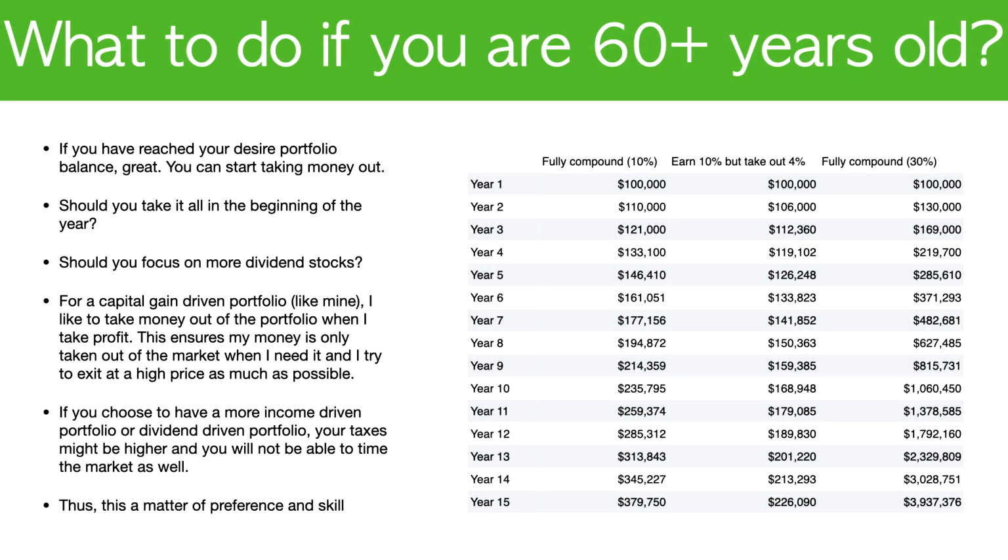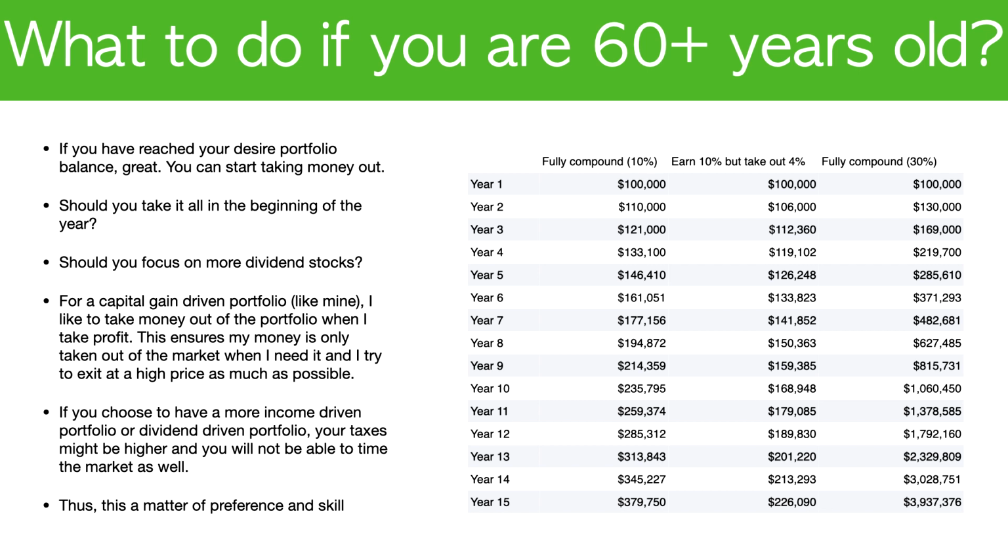Now I want to cover the next slide, which is what to do if you are 60 plus years old. If you have reached your desired portfolio, then that's great. You can start taking money out. And should you take it all in the beginning of the year? Should you focus more on dividend stock? How should you structure your portfolio?